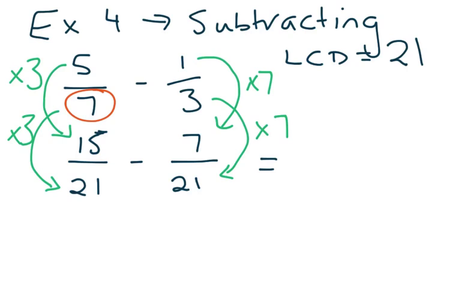So now we've got 15 over 21, take 7 over 21. We're left with 8 out of 21. And if we check to see if we can simplify, 8 and 21 don't have anything in common, so that is our final answer.